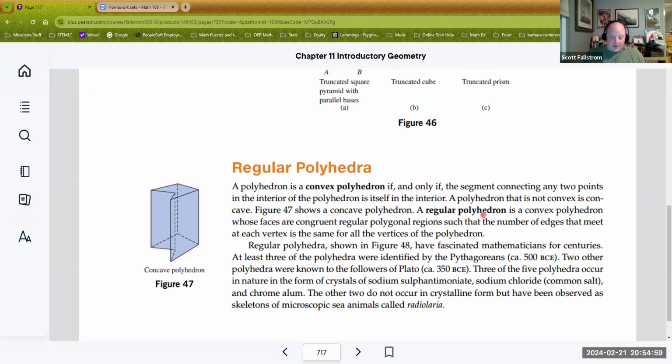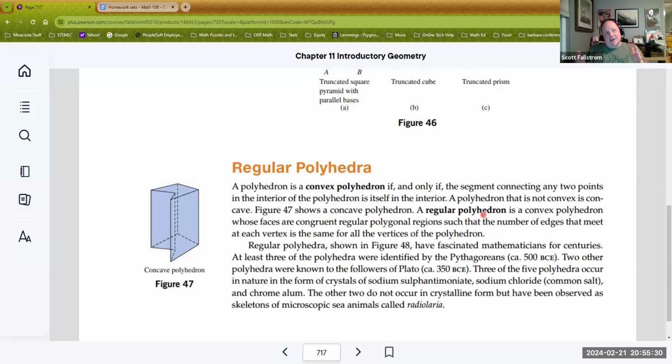And what is a regular polyhedron? Well, go back. What was a regular polygon? Regular polygon, all of the edges were the same length, and all of the angles were all the same. A regular polyhedra is a polyhedra whose faces are congruent regular polygons. They all have to be the exact same shape. So the shapes, the polygons, are acting like the line segments. They all have to be the same.